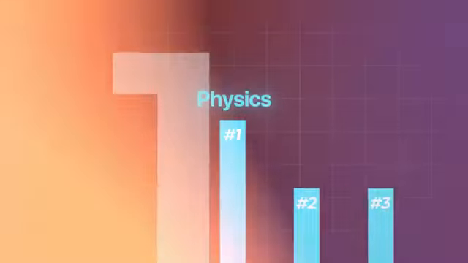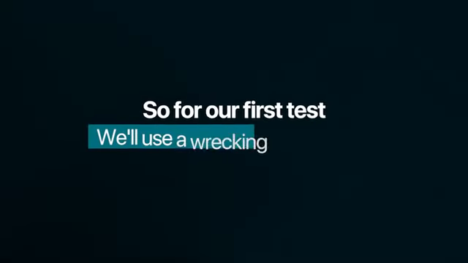We'll kick things off with physics. And this is the test that exposes a model faster than anything else. Because getting AI to make something move is easy, but getting it to move like it actually obeys the real world, that's the hard part. So for our first test, we'll use a wrecking ball collision.